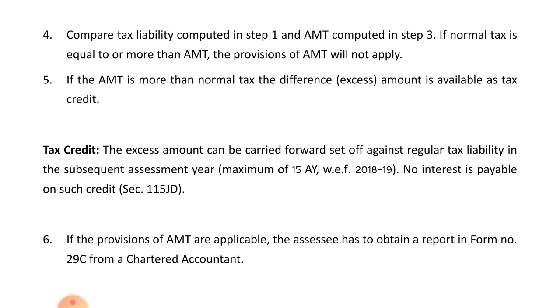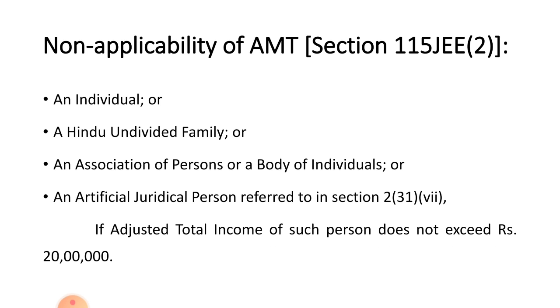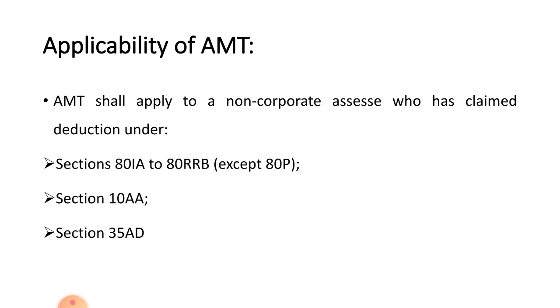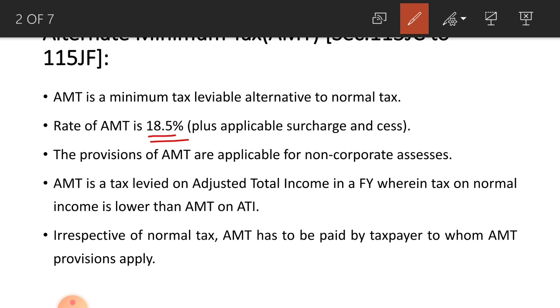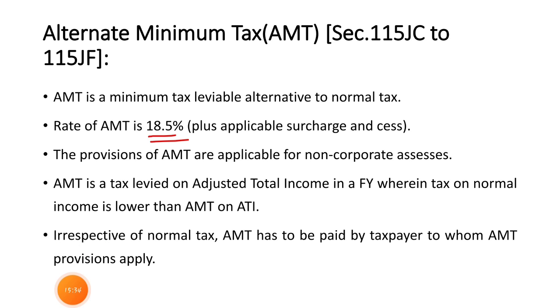Okay, this is about alternate minimum tax. Alternate minimum tax is applicable to non-corporate assessees who have claimed deduction under these 3 sections, and the rate of alternate minimum tax is 18.5% plus applicable surcharge and cess, and the provisions of AMT is available only in the financial year where the normal income is lower than the adjusted total income, that is normal tax is lower than the AMT.